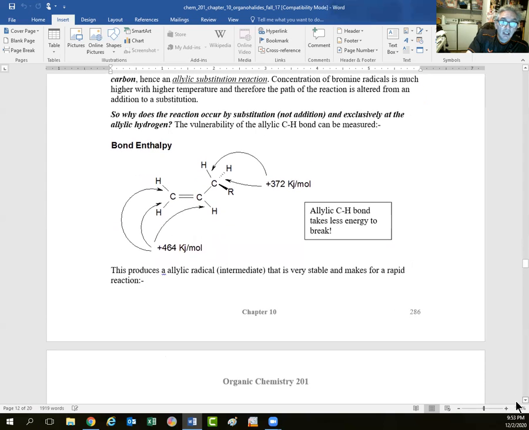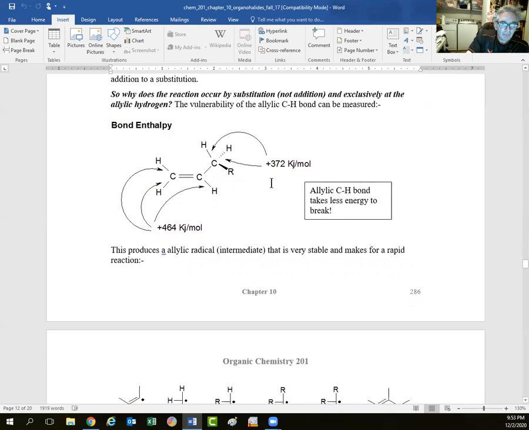Now the reasons for that are tied into the bond energy. If you look at the carbon to hydrogen bonds for one of the carbons in the double bond itself, the energy of that bond is quite high, 464 kilojoules per mole. But if we look at the energy for the carbon to hydrogen bonds in one of the adjacent carbons, the allylic carbon position, that bond energy comes down by almost 100 kilojoules per mole, down to 372. So at high temperature, when the molecules are whizzing about at high speed, the molecules have enough energy to break that allylic carbon to hydrogen bond. And so this is why we see a substitution reaction at high temperature rather than the addition reaction along the carbon to carbon double bond.